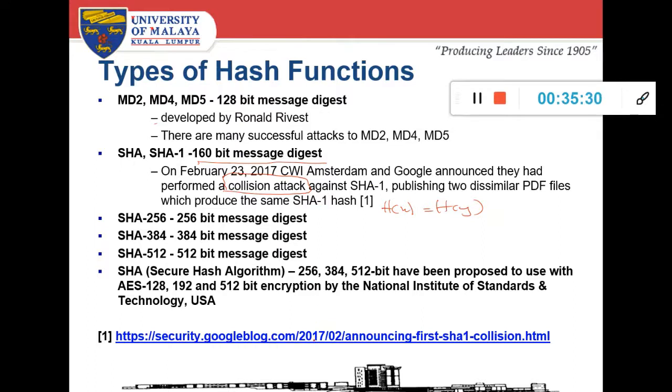I'm not sure whether you have already uploaded it in Spectrum, or maybe I will upload it in my Google Drive. So you can refer to this one. They successfully broke the secure hash algorithm version 1. They can find a pair of inputs that produce the same output. So because of this, the 160-bit message digest is not really secure anymore.